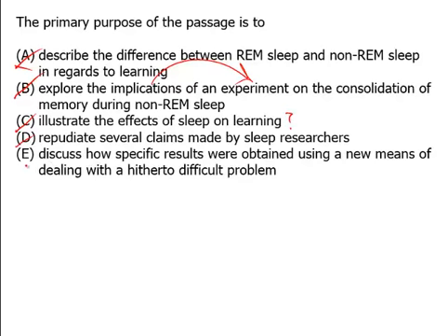And that leaves us with E, discuss how specific results were obtained using a new means of dealing with a hitherto difficult problem. So what's that saying? Well, the hitherto difficult problem was how to test learning during sleep. The passage came up with a solution, and that's to use scent, or the sense of smell, to measure changes in learning or to see whether someone has learned or not. And so that's this difficult problem. And the smelling is the new means. And the specific results refer to the REM and the non-REM sleep that happened in the last paragraph.